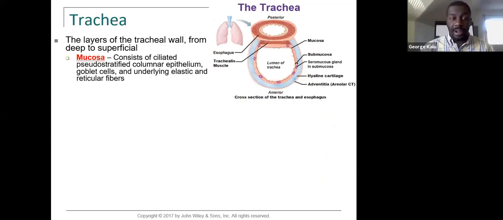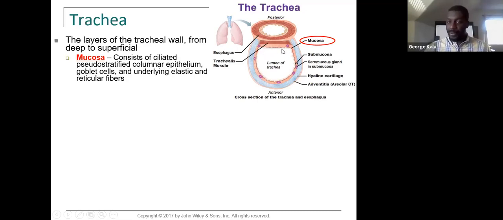The first layer is called the mucosa. As you can probably tell by the name, the mucosa is going to be lined with a very substantial mucous membrane. Just like we've seen previously in the respiratory tract, we're going to have ciliated pseudostratified columnar epithelium. We're going to have some goblet cells, which are going to be producing mucus. And then we're going to have lots of elastic tissue and lots of reticular fibers. So we're going to be able to produce lots of mucus here, and we're going to have lots of cilia here as well.